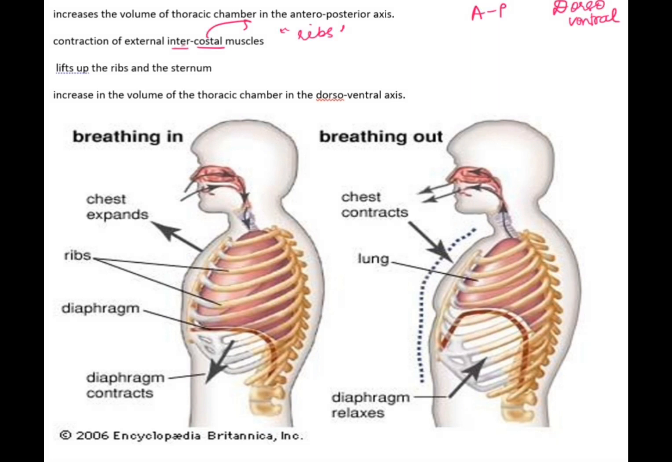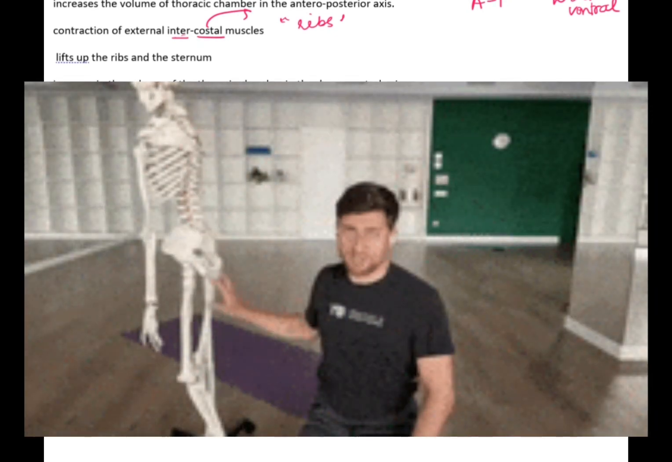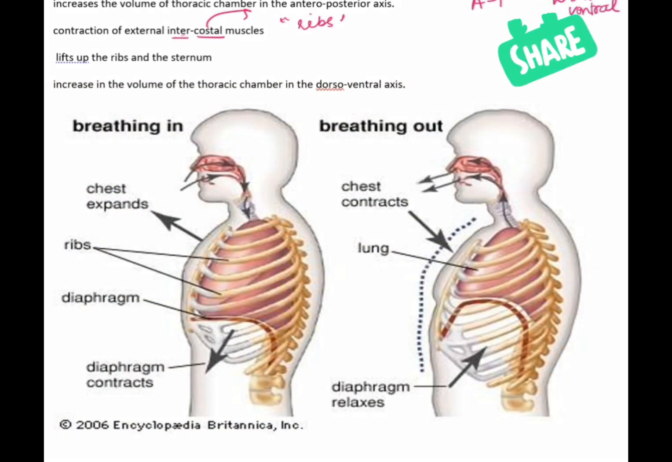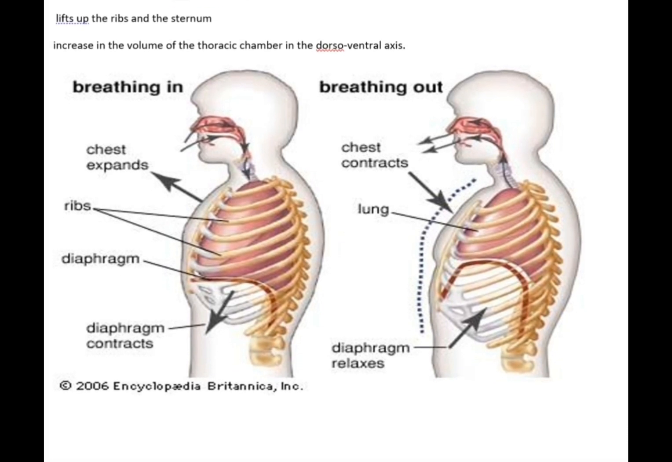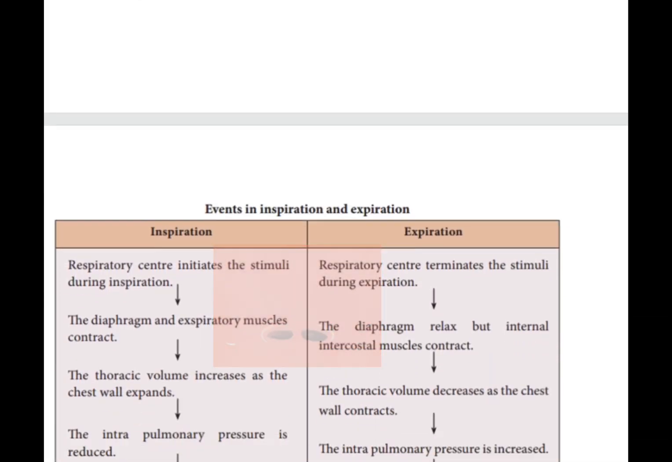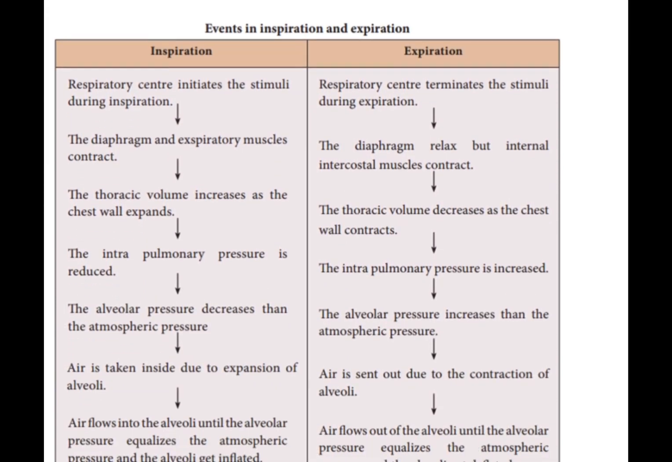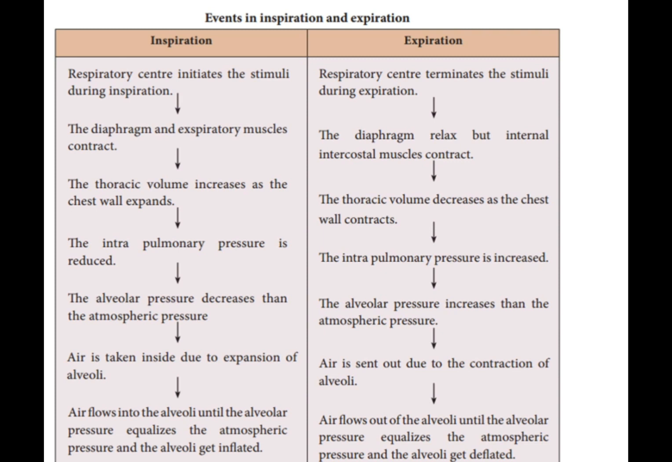And then there is contraction of the external intercostal muscles. They help in elevation of the ribs as well as the sternum. So the ribs move forward and outward. This in turn increases the volume of the thoracic chamber in the dorsoventral axis. Again we should understand what the dorsoventral axis is. What is considered dorsal here? The vertebral column is considered dorsal and the sternum is considered ventral. In that direction the volume of the thoracic chamber increases. So in both the anteroposterior and dorsoventral axes, the overall volume of the thoracic cavity has increased during inspiration. So there is an increase in thoracic volume.